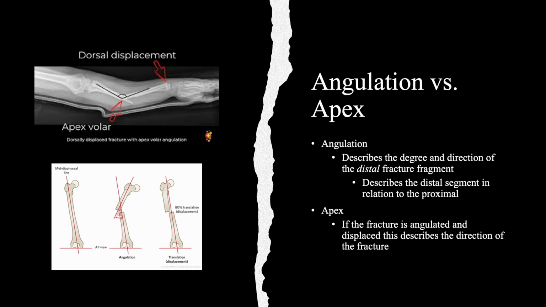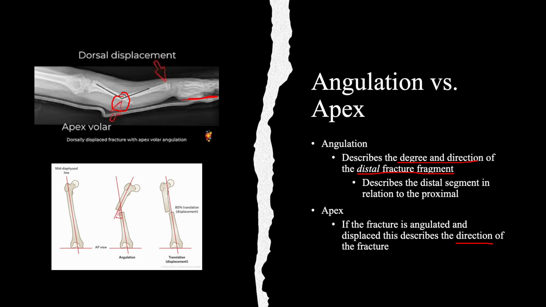Angulation versus apex. Angulation describes the degree and the direction of, again, the distal fracture fragment. So it's the distal segment in relation to the proximal, very similar to displacement. And then apex: if the fracture is angulated and displaced, that describes the direction of the fracture. So the apex here is volar because the apex is pointing towards the palm in this case.